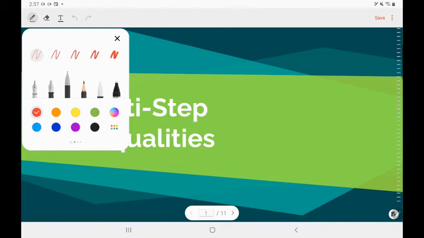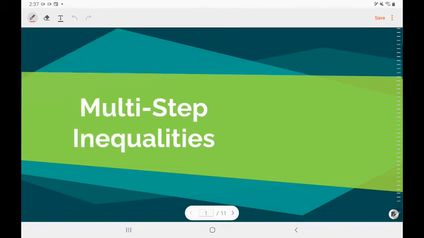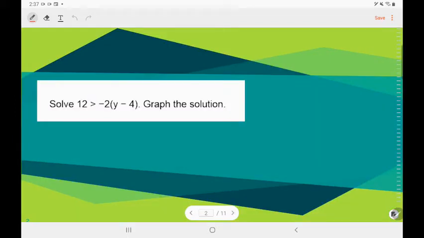Hey everyone, today we're going to be solving multi-step inequalities. That means I'm going to have some variables on both sides, some distribution, and some combining like terms. So let's get started. To begin with, let's solve 12 is greater than negative 2 times (y minus 4). And then we're going to graph the solution.